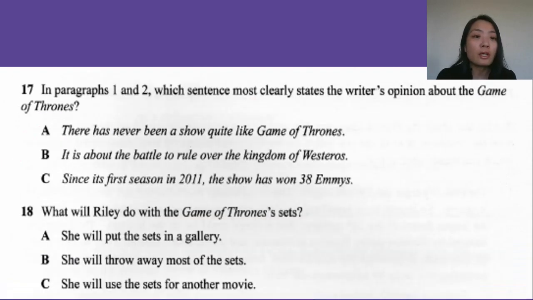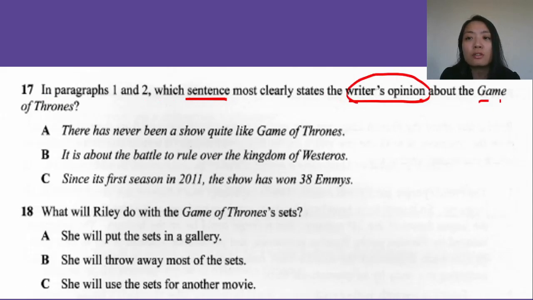So now let's look at the next text of the same part. As usual, we look at the question first, skim and scan quickly to see what the question says and to make you focus on the whole text later on. So now here it says, in paragraphs 1 and 2, which sentence most clearly states the writer's opinion? So now you want to find out the opinion. What is the writer's opinion about this Game of Thrones series?